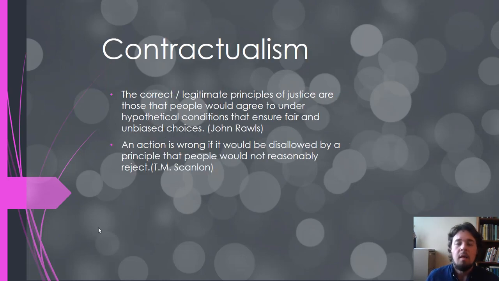Now another theory, which actually has its roots in Kant, is contractualism. Contractualism is another way of saying that morality is oriented around mutual respect for others. According to this view, the correct or legitimate principles of justice or morality are those that people would agree to under some sort of hypothetical condition. The basic idea here is that an action is right if it's recommended by a rule that we can all agree to, assuming that we're all being reasonable and the agreement is fair.